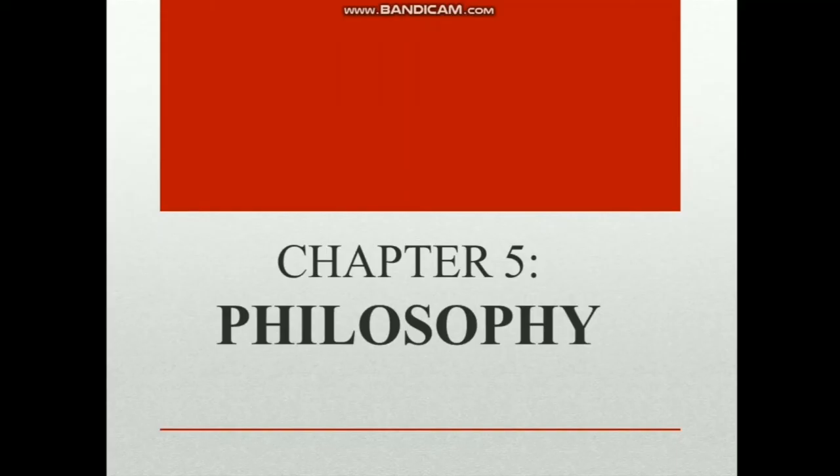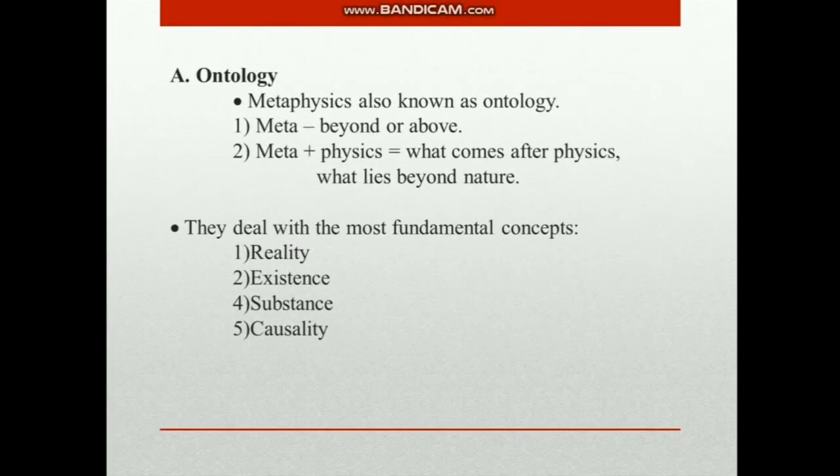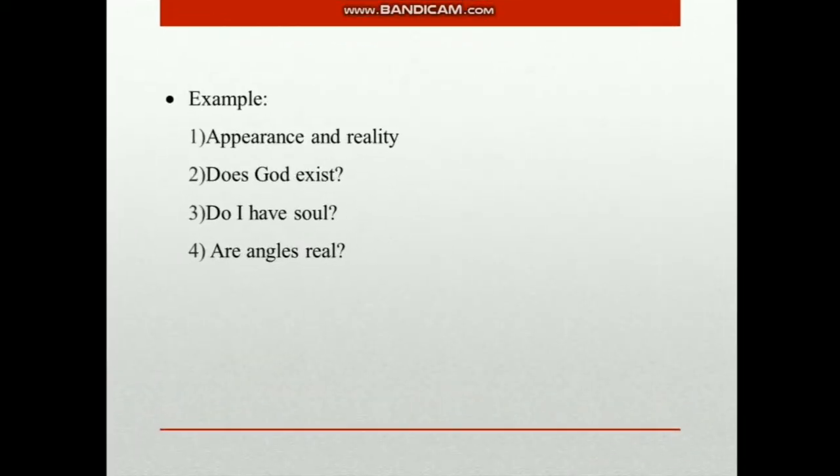Chapter 5, Philosophy. The four branches of philosophy are ontology, axiology, epistemology, and logic. The first is ontology. Ontology is a branch of philosophy that studies the nature of human existence as individuals, society, and universe. Metaphysics is also known as ontology. Meta means beyond or above. Meta plus physics is what comes after physics, what lies beyond nature. They deal with the most fundamental concepts: reality, existence, substance, and causality. Examples are appearance and reality. Does God exist? Do I have a soul?